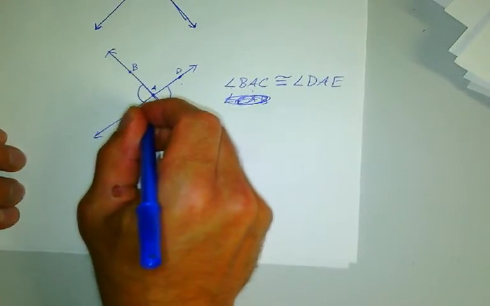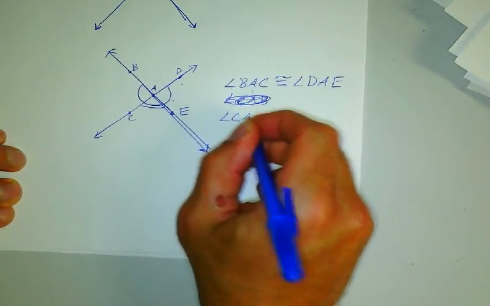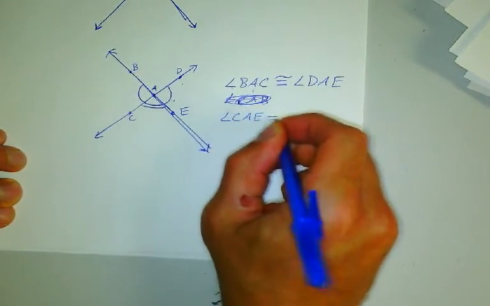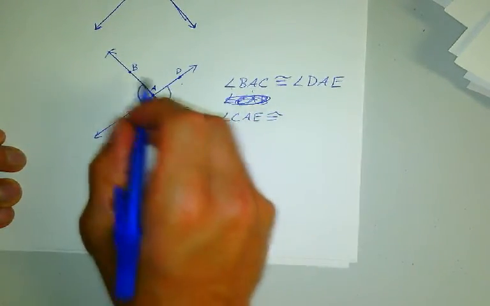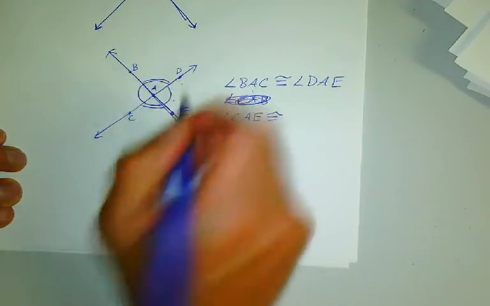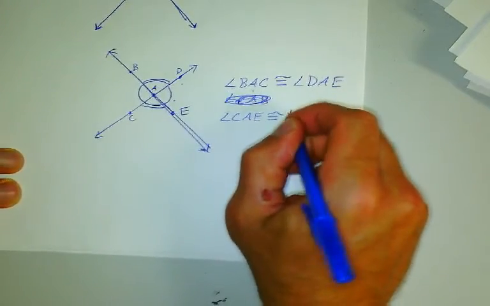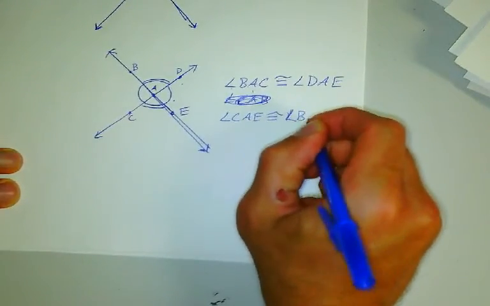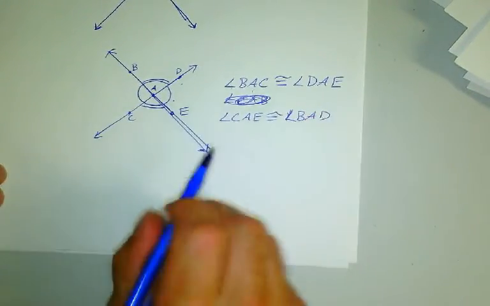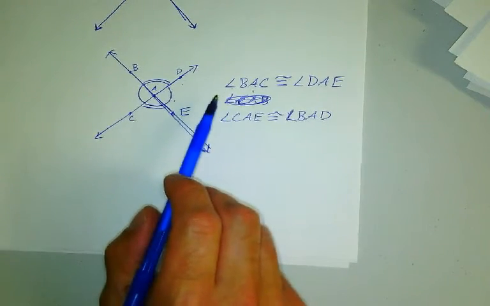Now I've got two other vertical angles. I've got angle CAE, and that is vertical to angle BAD, bad. So I'm going to put two lines there. So BAD, I've got to put my angle sign, BAD. And notice this little L shape, that just means angle. It's kind of like a crooked L.